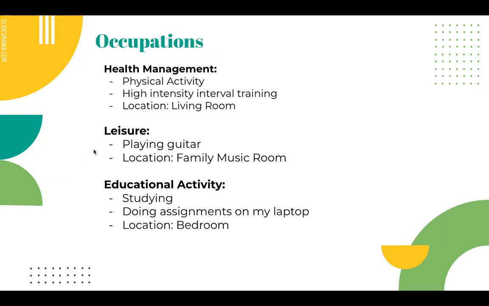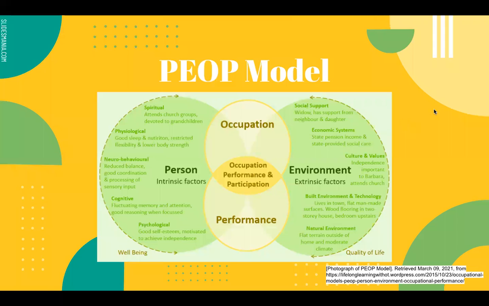Now moving on to occupations. I engaged in health management, leisure, and educational activities. For health management, I did my morning routine that involved a high intensity interval training for 1 hour in the living room. In the afternoon, I practiced playing guitar in the family music room. And finally, at night, I worked on some assignments in my bedroom. The PEOP model was used to assess certain occupations and how osteoarthritis played an influence on my person factors, well being, and performance.